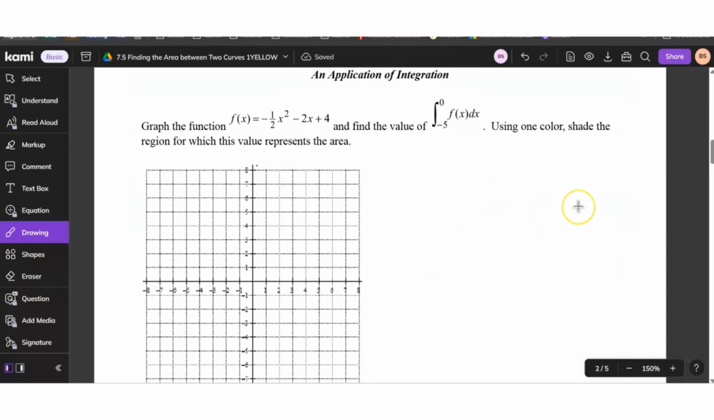Graph the function f of x equals negative 1/2 x squared minus 2x plus 4, and then find that value. So how do I draw that? Well, if x is 0, it's going to be 4. How do we know that? Because I put in 0. So I plug in 0 where?